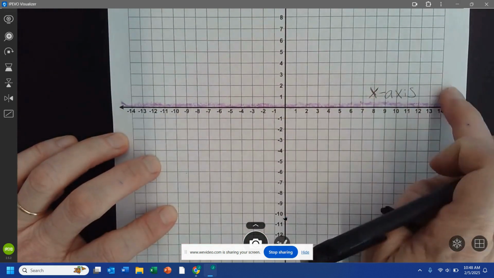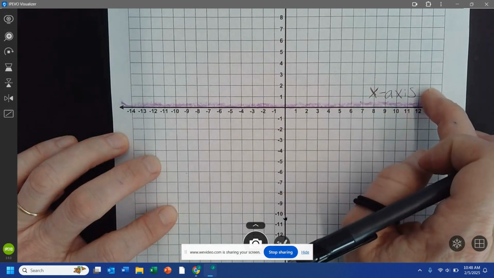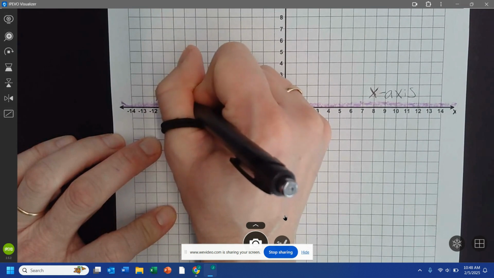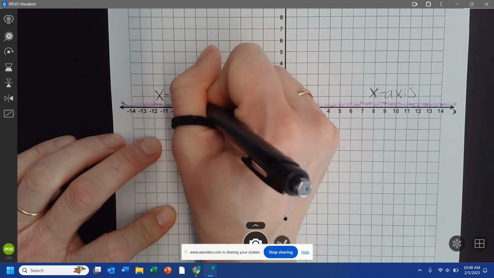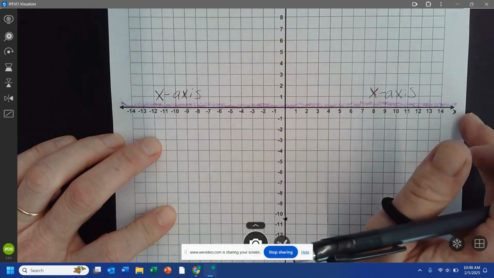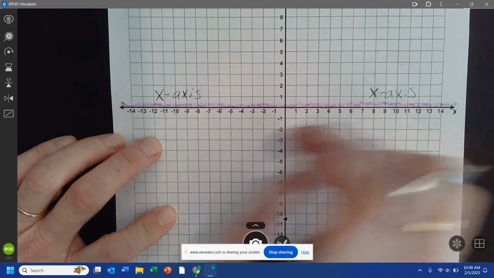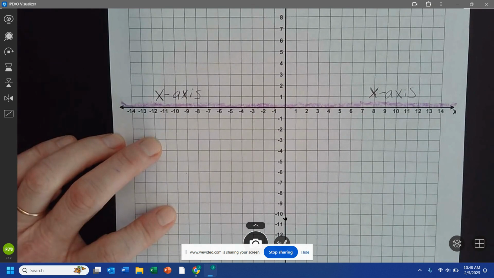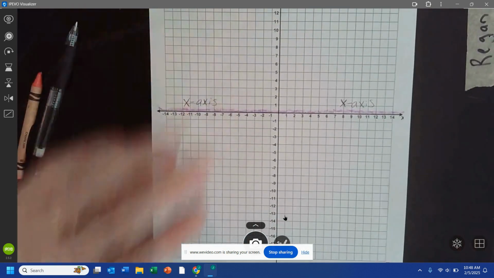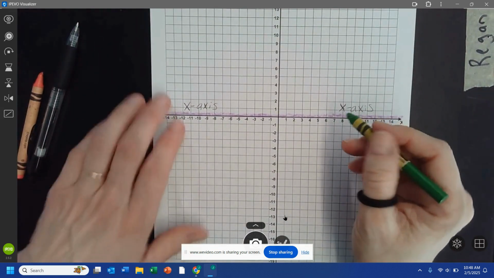This side of the road is called the x-axis, and this side of the road is called the x-axis. Just like in real life, roads don't always change their names just because they cross over an intersection, right? This whole line is called the x-axis, which then leaves us with this line, the straight up and down line. This one is called the y-axis.